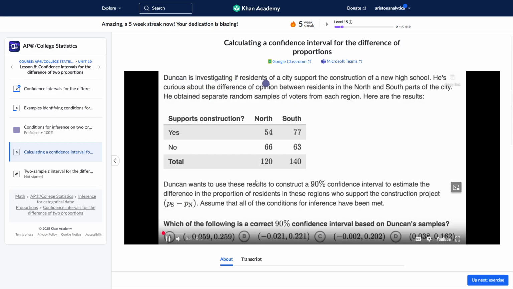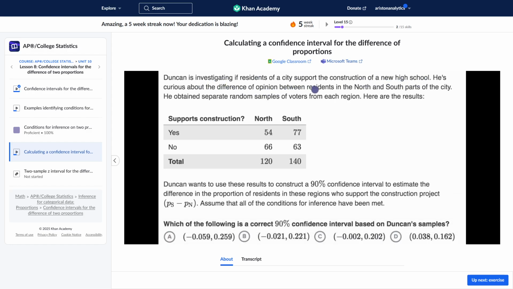Duncan is investigating if residents of a city support the construction of a new high school. He's curious about the difference of opinion between residents in the north and south parts of the city. He obtained separate random samples of voters from each region. Here are the results. So let's see, in the north, 54 out of the 120 said they want the school, 66 said they didn't. In the south, 77 said they wanted the school, 63 said they didn't.